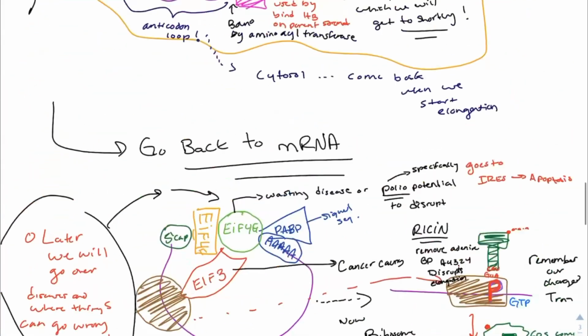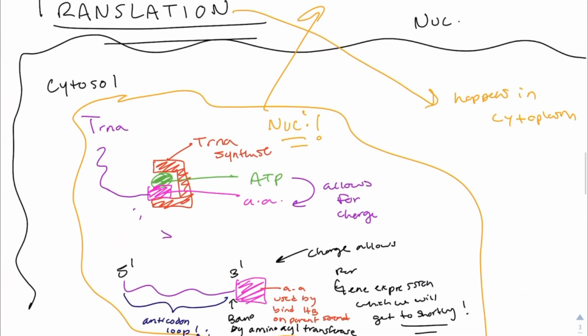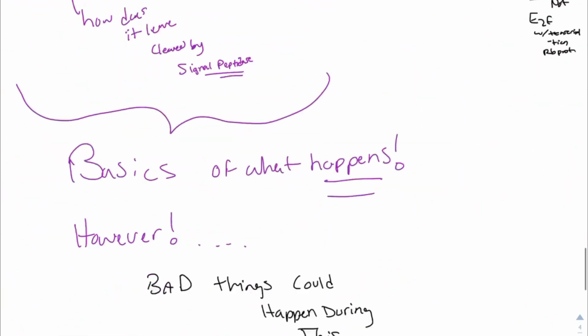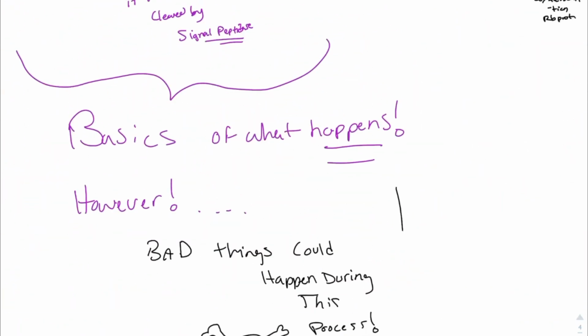So don't forget E2F with the retinoblastoma protein acts as a repressor gene. So E2F by itself is an enhancer.